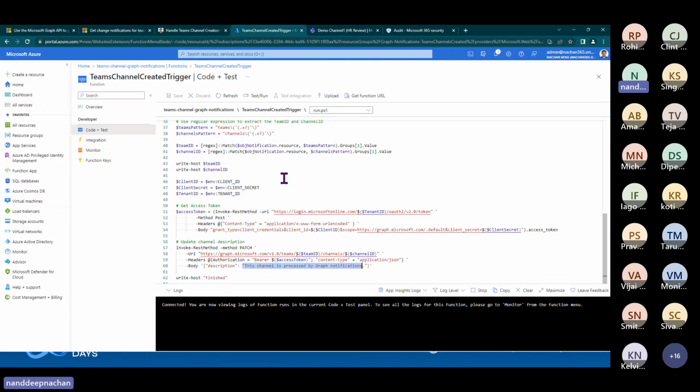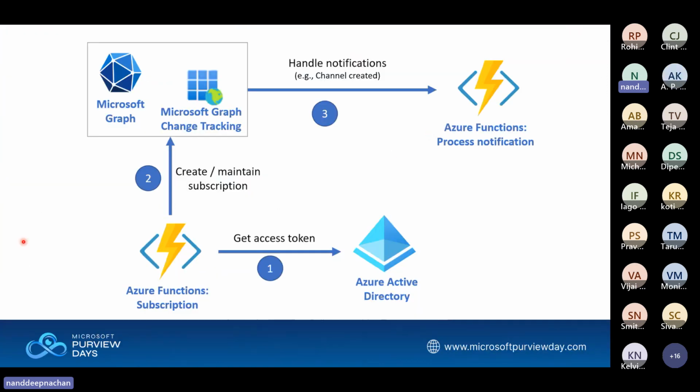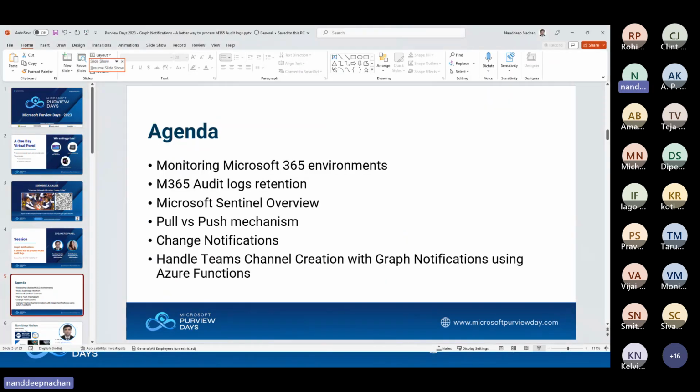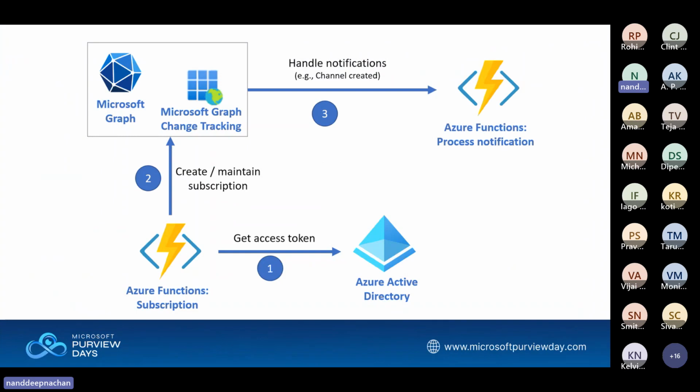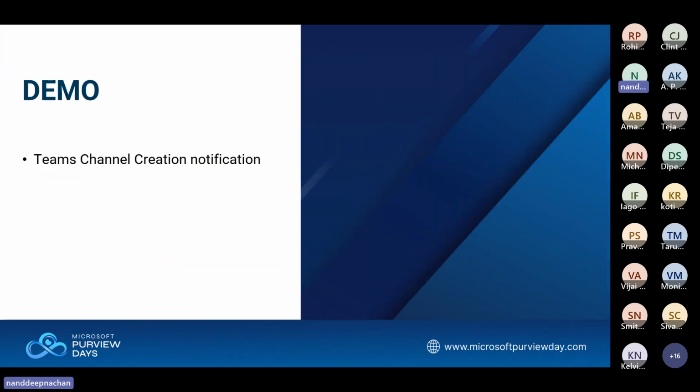So for example, whenever you want to hook up to an event, or whenever you want to respond very quickly to what is happening inside of your Microsoft 365 environment, Microsoft Graph notification is another way through which we'll be able to do that. All right, so this was the only demo that I had. Hopefully this explains how you can go ahead and do those Graph notifications.